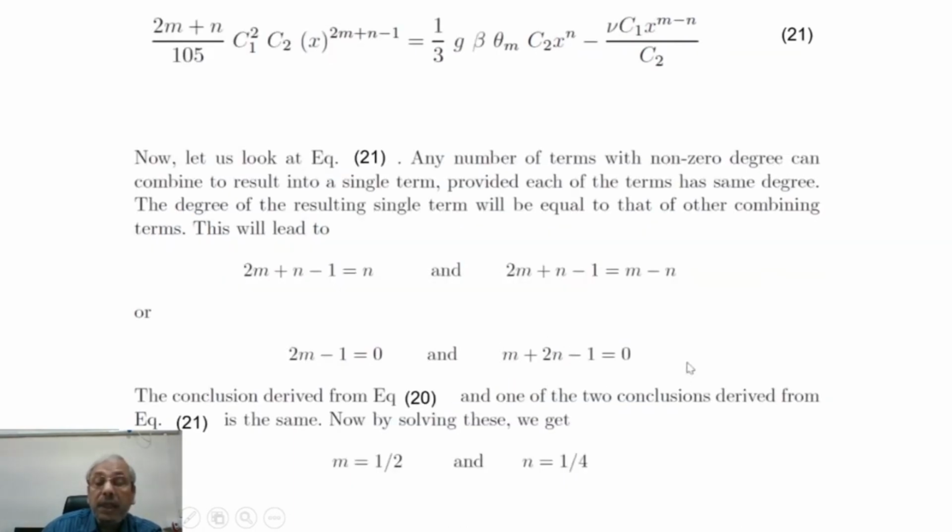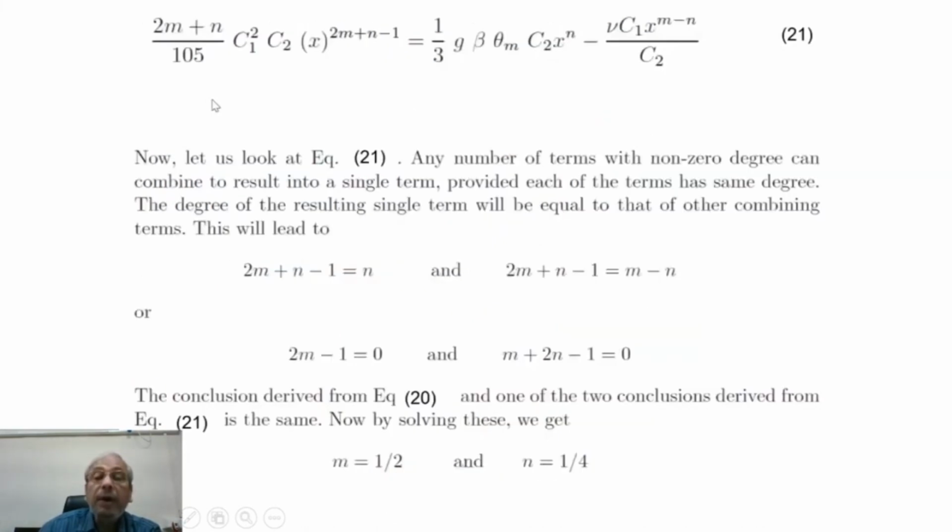And here also we are getting this m plus twice n minus 1 equal to 0. The conclusion derived from equation 20 and one of the two conclusions derived from 21 is the same. So now by solving this, we can get m equal to half and n equal to 1/4. So this is the conclusion, m equal to half and n equal to 1/4.